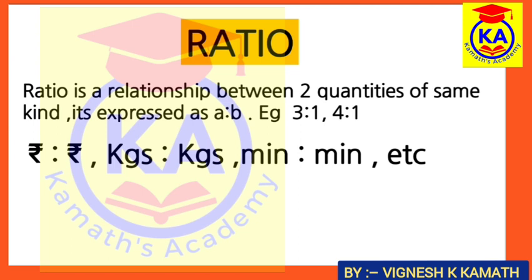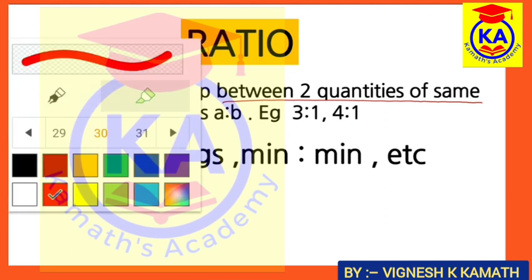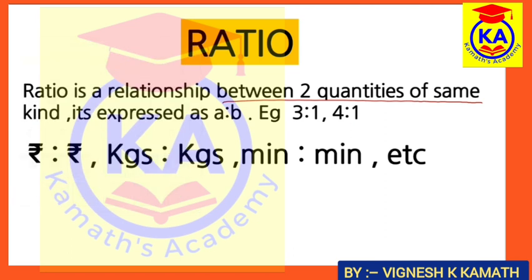Let's see what is the meaning of ratio. Ratio is a relationship between two quantities of same kind. Please highlight this, two quantities of same kind. This is a very important line. It is a relationship between two quantities of same kind. I'll explain what this two quantities of same kind means.